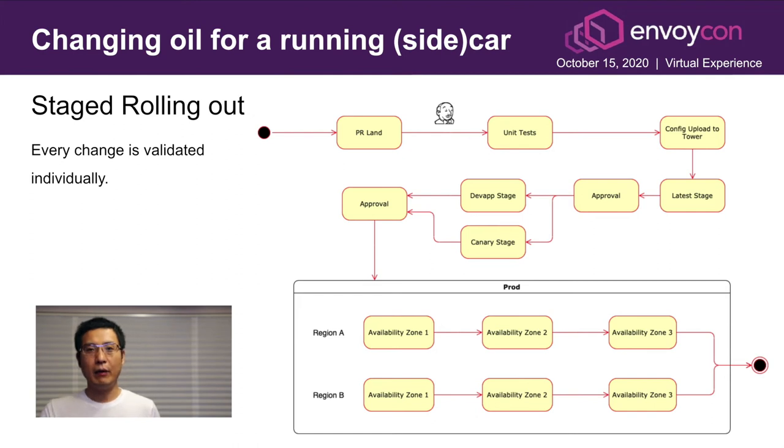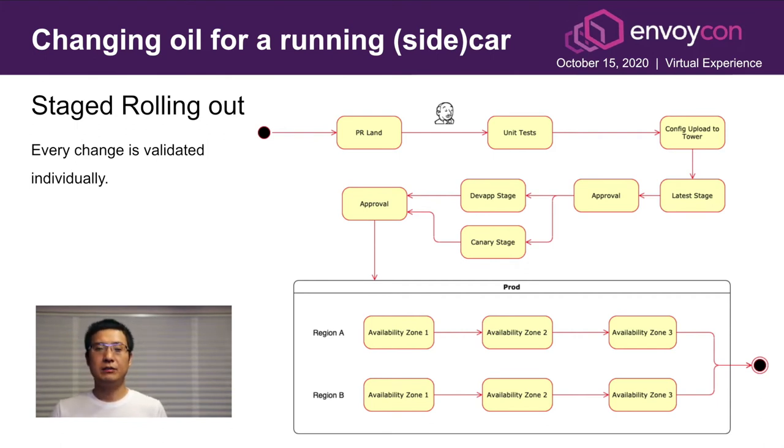And every config change will start a pipeline run. And every pipeline run will deploy the configuration into the latest stage automatically. It takes about 3 minutes after a config is landed until it gets activated in the latest stage.